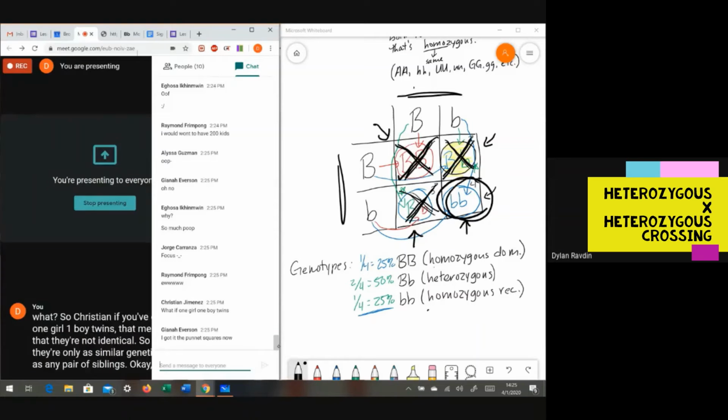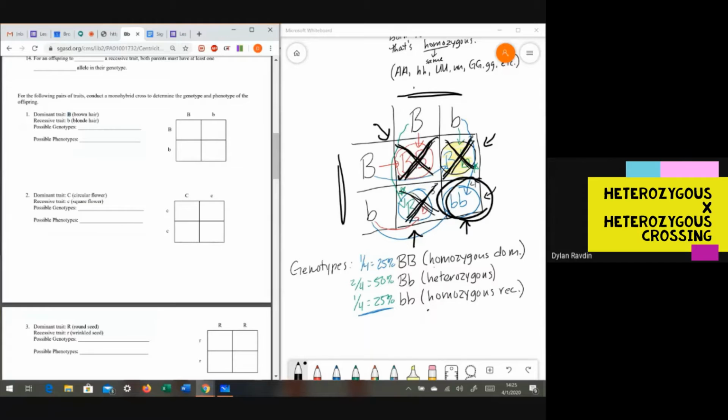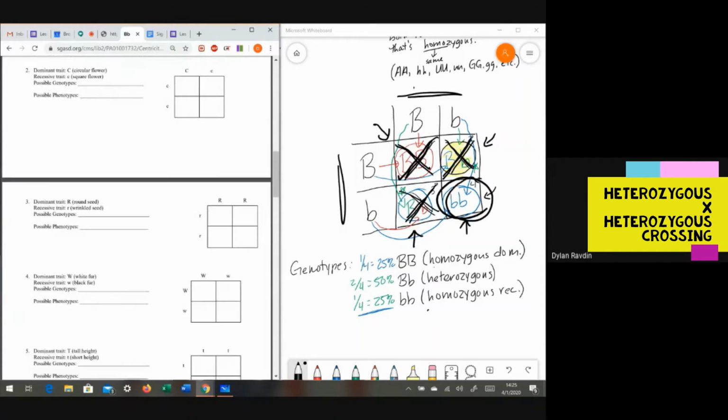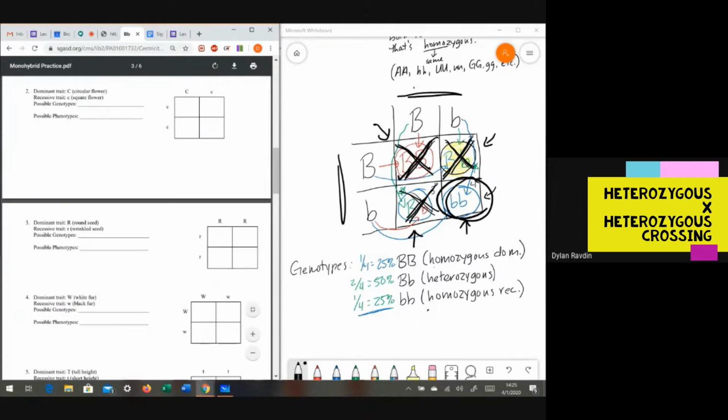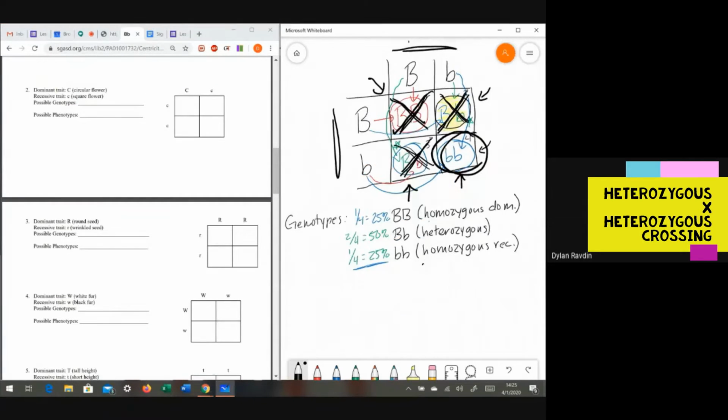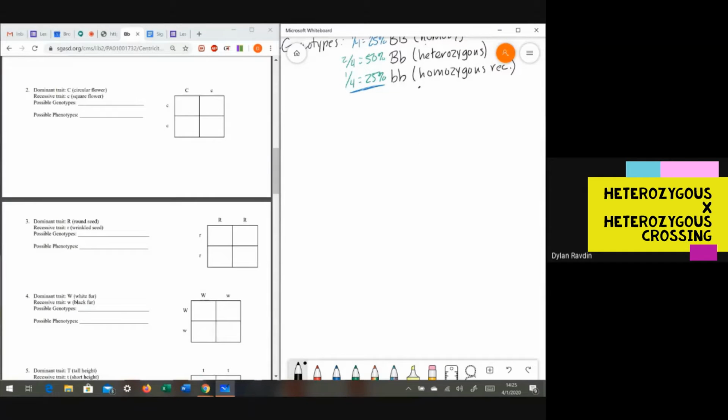Everyone ready to do a second practice problem? Let's take a look. This one's a plant-based one. Question number 2 up here at the top. We're looking at flower shape, it looks like. Our dominant trait is a circular flower. Our recessive trait is a square flower.